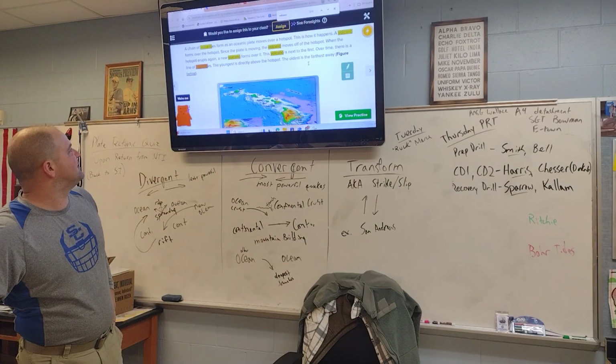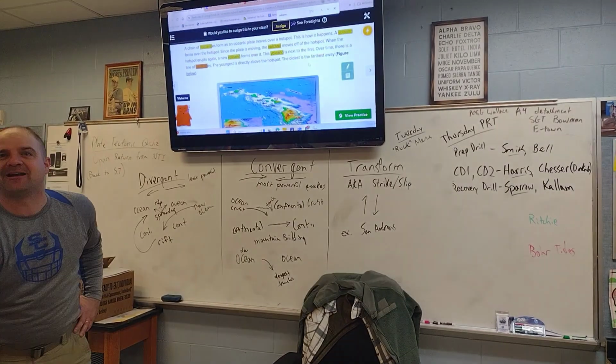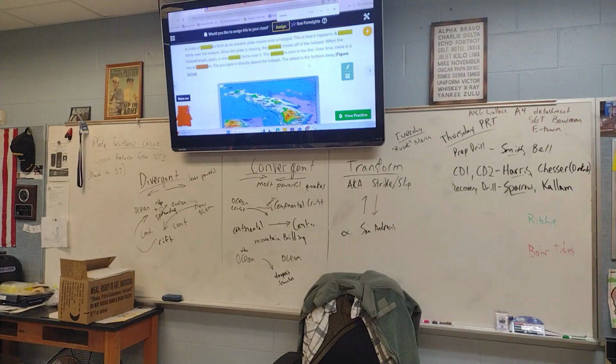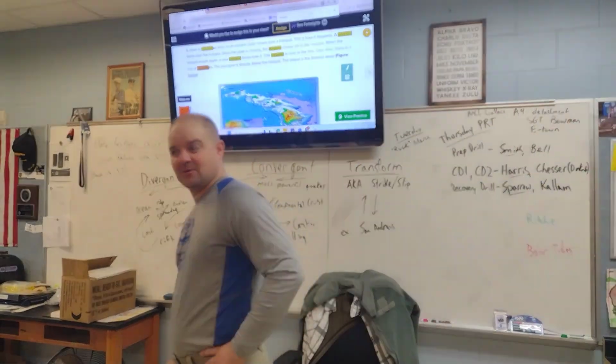Hot spots in the oceans. A chain of volcanoes forms as an oceanic plate moves over a hot spot. This is how it happens. A volcano forms over the hot spot. But the plate is what? Moving.